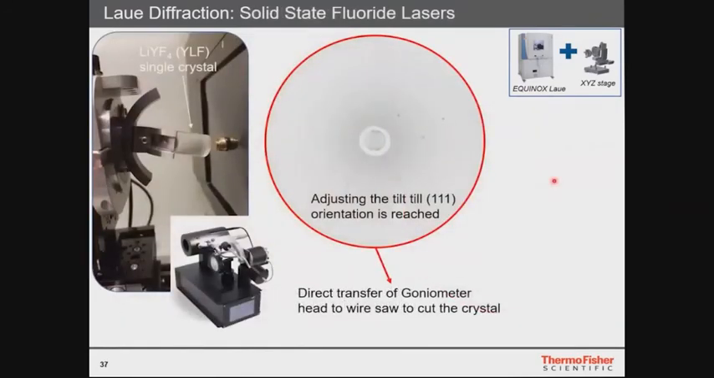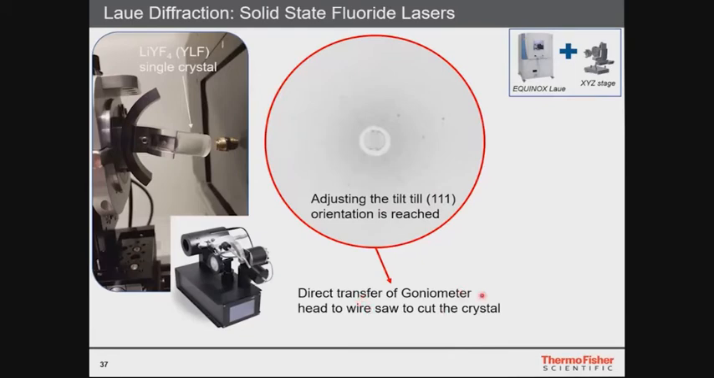The last example I want to show is on a fluoride material, lithium yttrium fluoride, which is used for solid-state lasers. To produce the lasers, you have to cut a single crystal in a specific orientation, and to align it, you can use Laue diffraction. So we adjust the tilt in each direction until we reach the 111 orientation. You have to do it in each direction, and afterwards you can directly transfer the goniometer to a wire saw and cut the crystal.